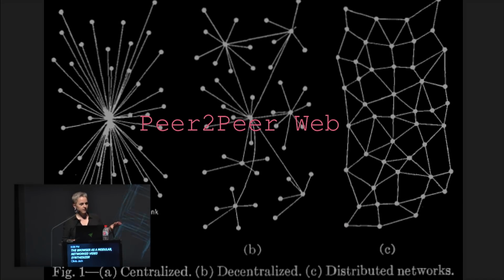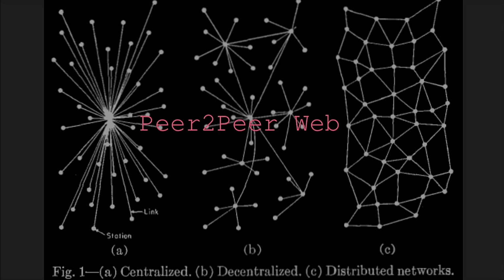And so this diagram gets thrown around a lot, but on the left is a really centralized network, and towards the middle, a more decentralized network, and on the right, a more distributed network. And one thing that WebRTC enables is possibly more things like on the right.